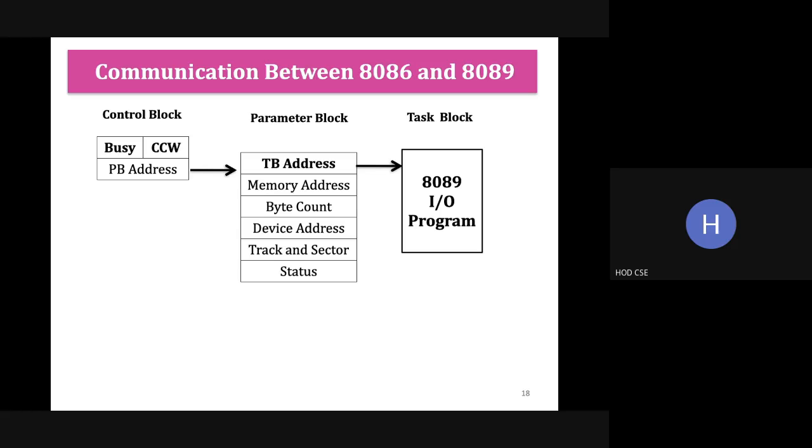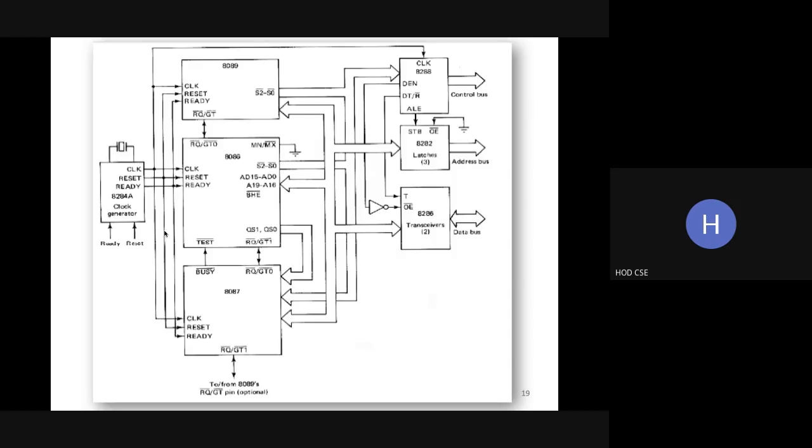Then the parameter block. As I said earlier, in the register we have the parameter pointer register, PP, so that address will be available in this parameter block. This is not accessible by us; internally, the manufacturer puts this value. So memory address, byte count, device address, track and sector address, and then we have the status. And the last one is the task: what are the tasks we are going to perform? Hope you understood this.